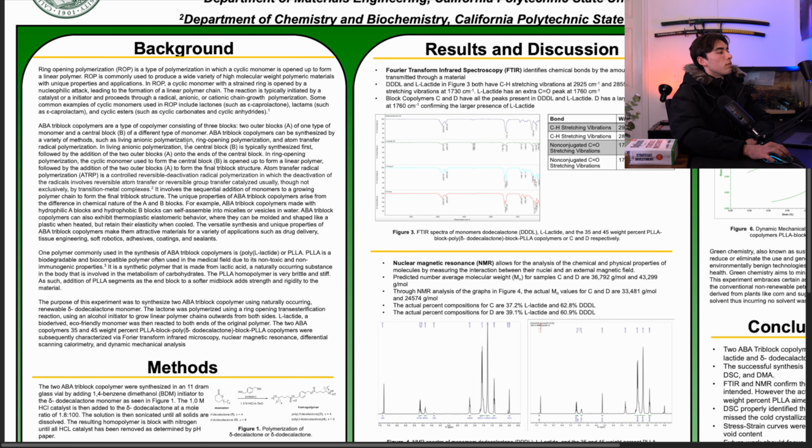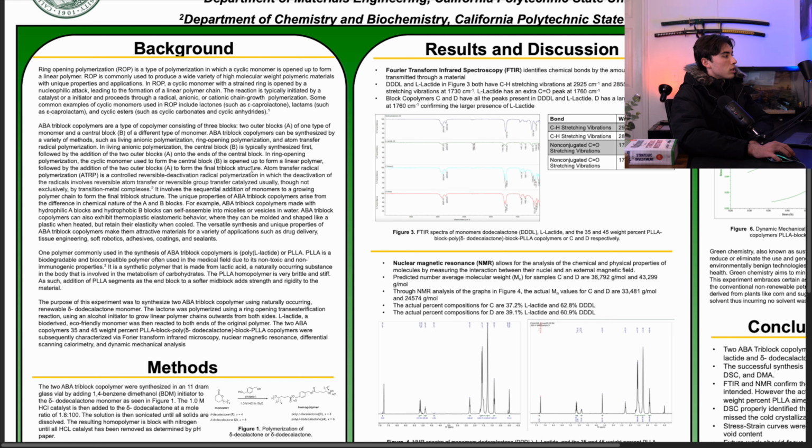In this lab, we focused on an ABA triblock copolymer. ABA triblock copolymers are copolymers consisting of 3 blocks: 2 outer blocks, which are the A blocks and are the same monomer, and then a central block, which is called the B block. They can usually be synthesized through a variety of methods, which include living anionic polymerization, ring opening polymerization, and atom transfer radical polymerization. For anionic polymerization, the central block is synthesized first, followed by the addition of the 2 outer blocks on the end of the central block.